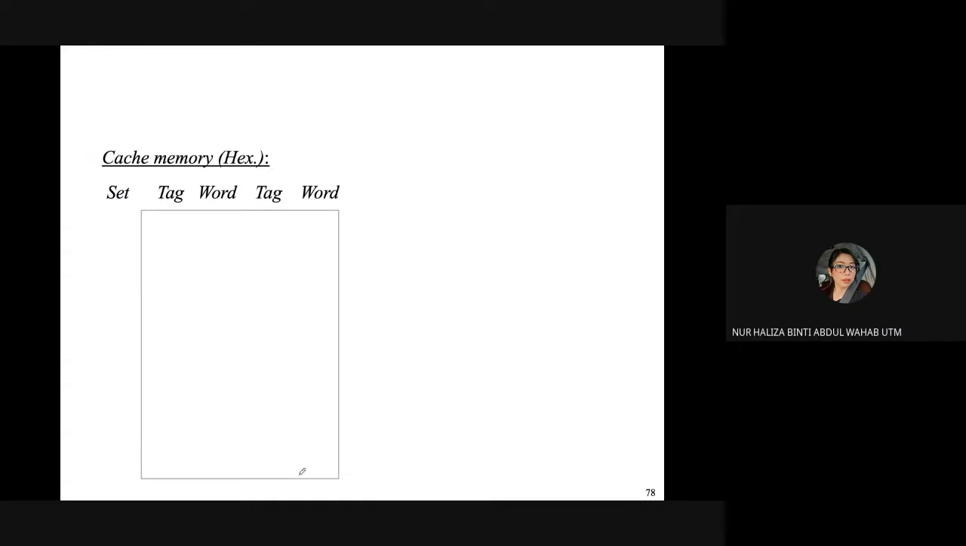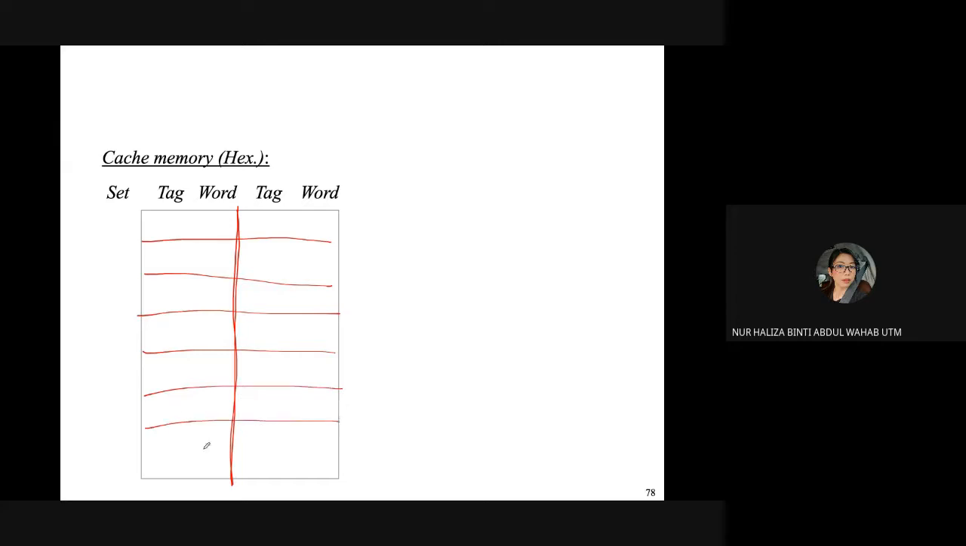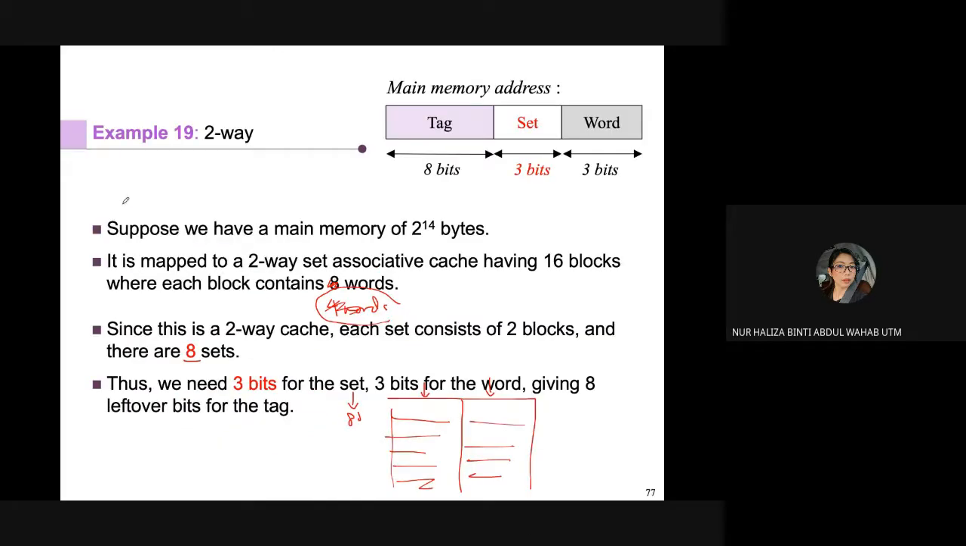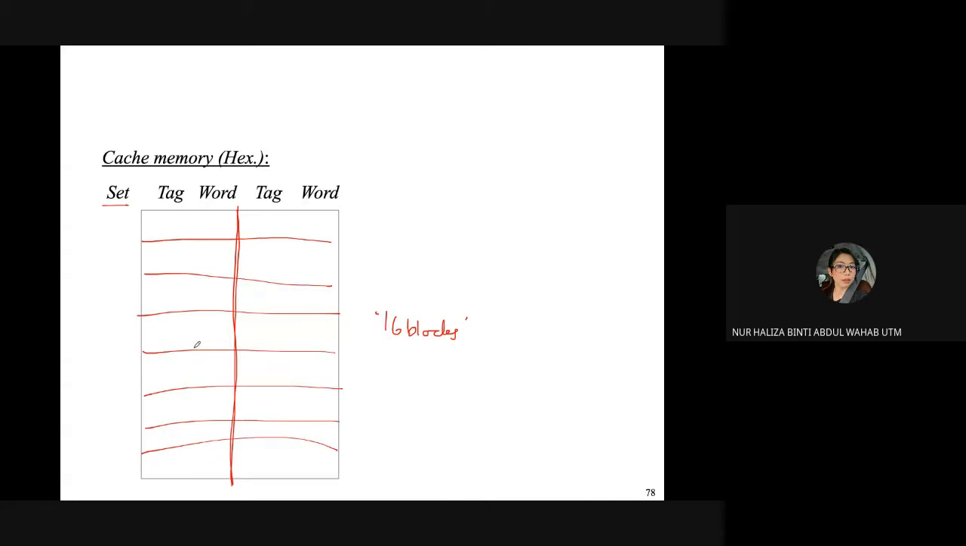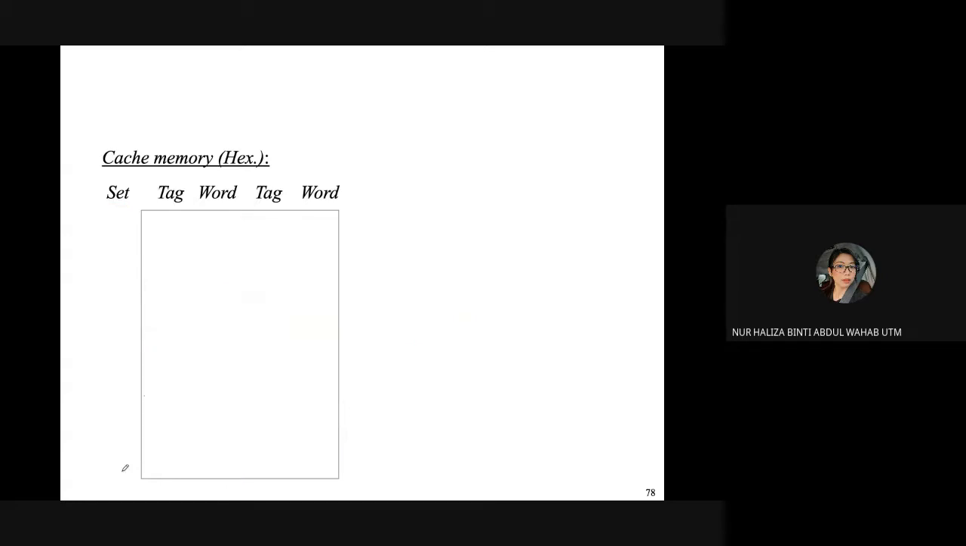This is how your cache memory will look like, because you have 2-way. You have 2 blocks, and you're going to have 8: 1, 2, 3, 4, 5, 6, 7, 8. 8 and 2 is going to be 16 blocks all together. And how many sets will you have? It's already mentioned, you're going to have 8 sets, because you have 2 blocks: 1, 2, 3, 4, 5, 6, 7, 8. Okay, so this is how I draw.